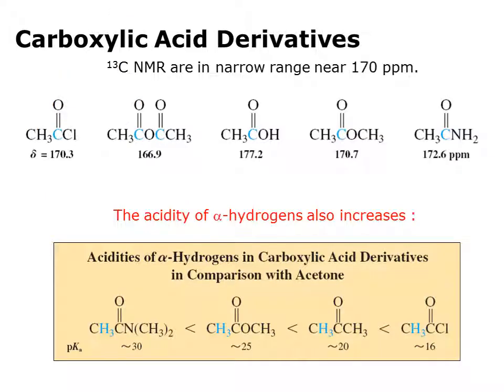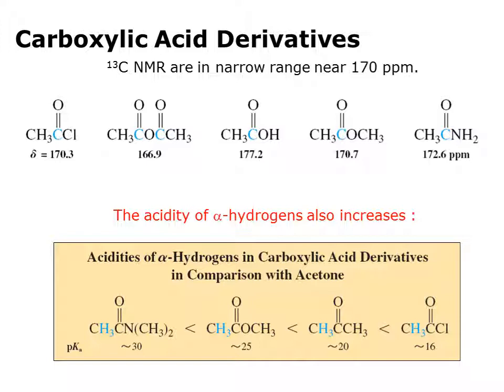We'll start talking about carboxylic acid derivatives, with our carbon-13 being a little bit lower than what we saw in the past for our ketones, acids, and aldehydes. These are going to be a little bit lower, sort of in the high 160s, low 170s range. So something to keep in mind if you see the carbon-13 NMR for that.